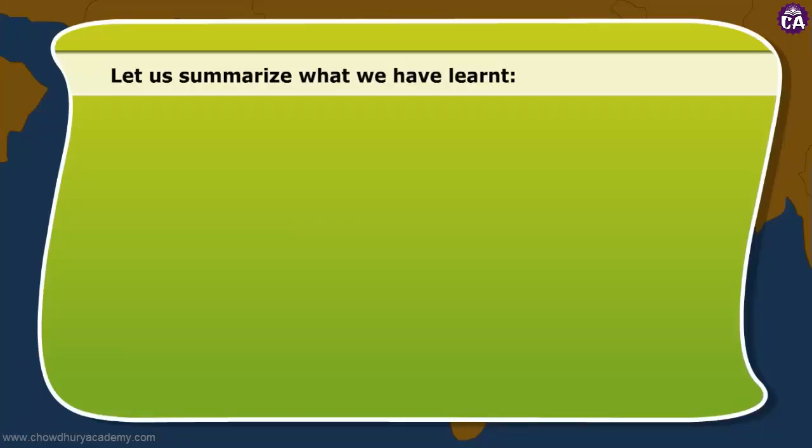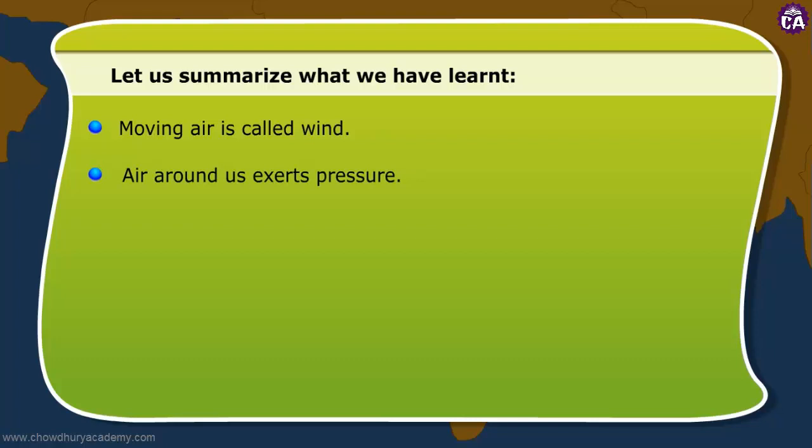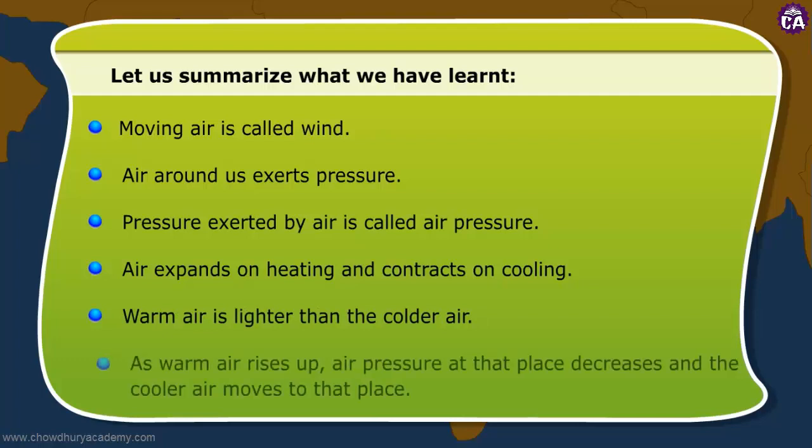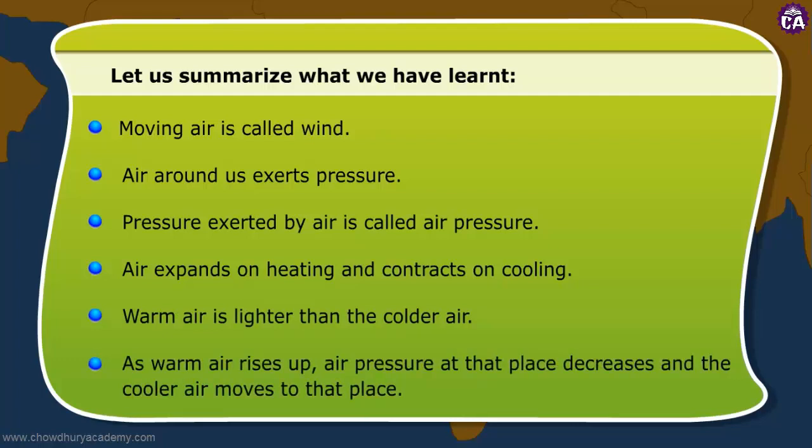Let us summarize what we have learned. Moving air is called wind. Air around us exerts pressure. Pressure exerted by air is called air pressure. Air expands on heating and contracts on cooling. Warm air is lighter than the colder air. When warm air rises up, air pressure at that place decreases, and the cooler air moves to that place.